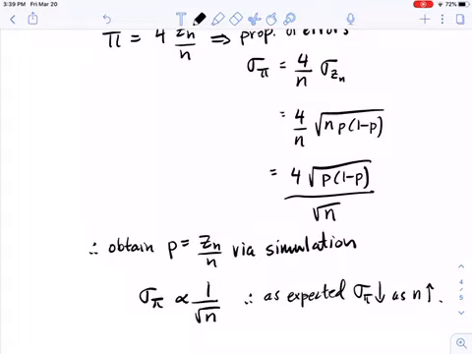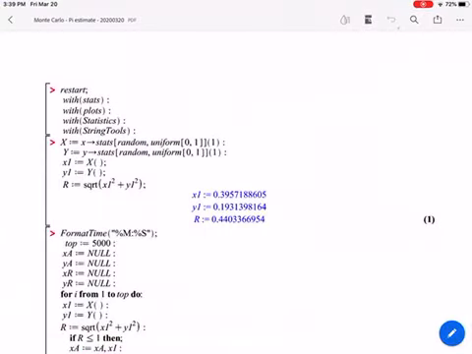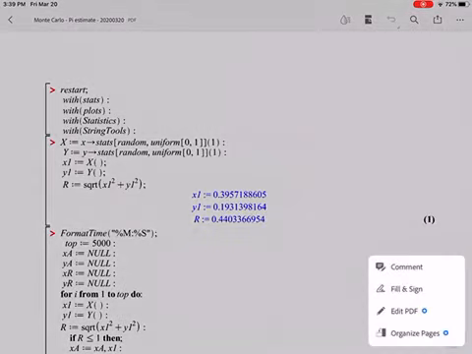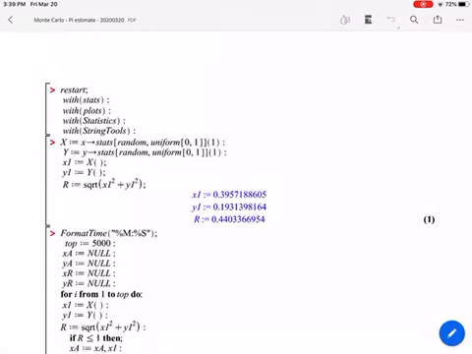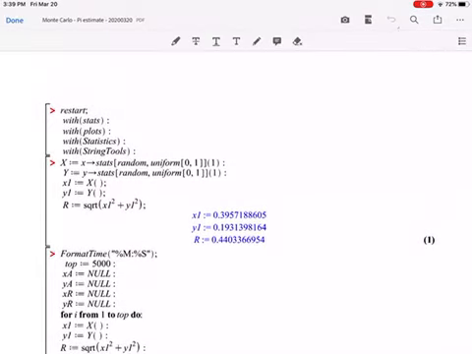Okay, and so let me try something here. I'm going to try to show you an implementation of this calculation of pi. And what we have here is some Maple code. And so let's see if I can write on this. So this Maple code here, let's see if I can write on this thing.